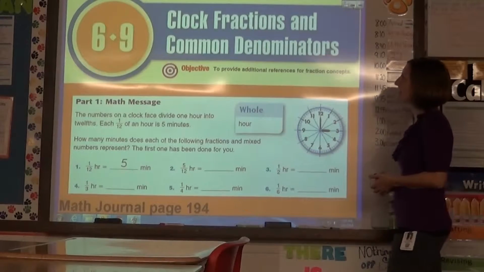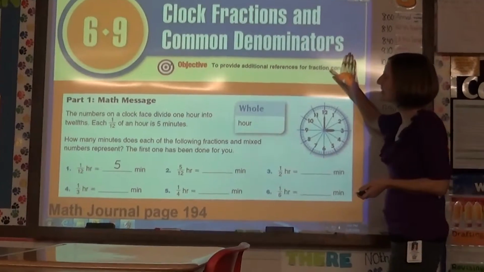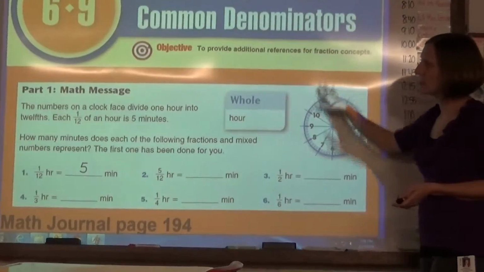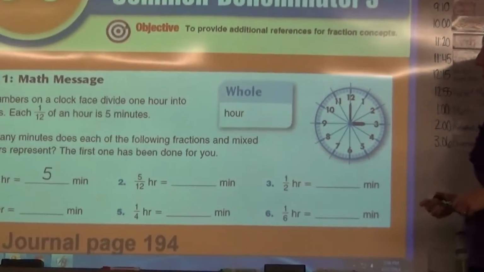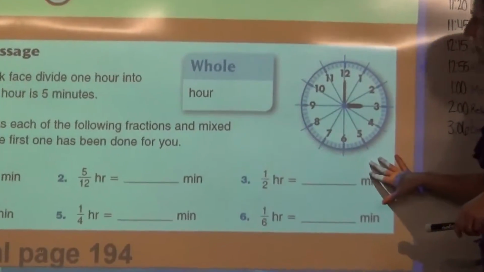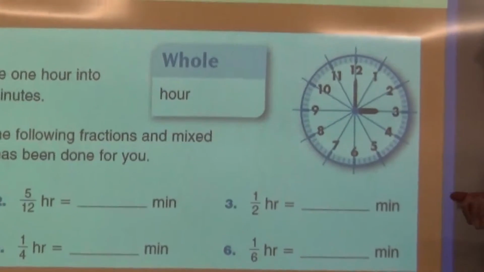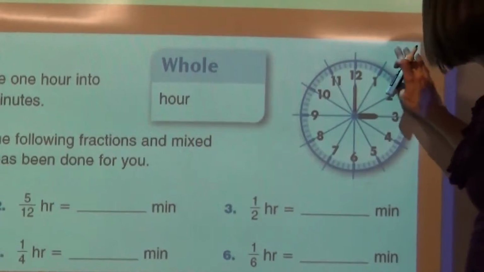Lesson 6-9 is clock fractions and common denominators. This is really going to give us another reference for adding and subtracting fractions. You can use a clock to do this, and then we'll look at another way to add and subtract. So we're going to start with the clock here.